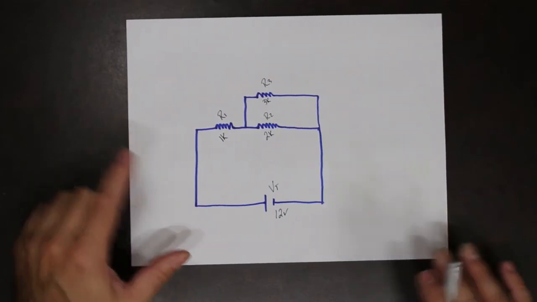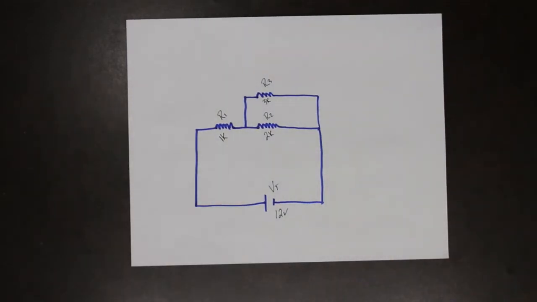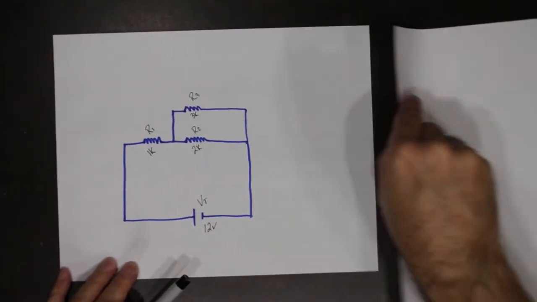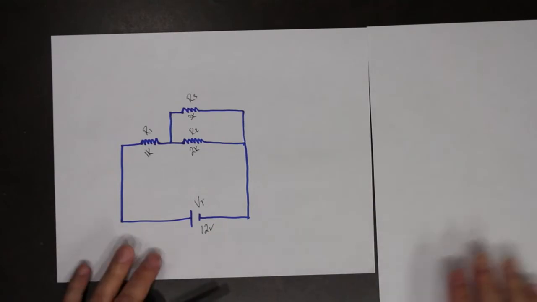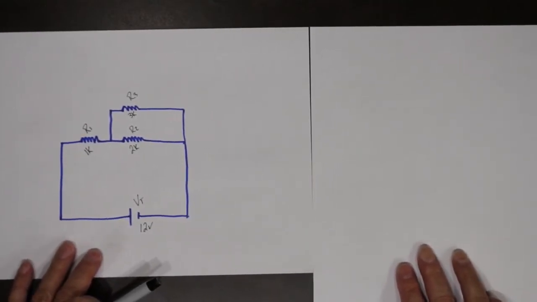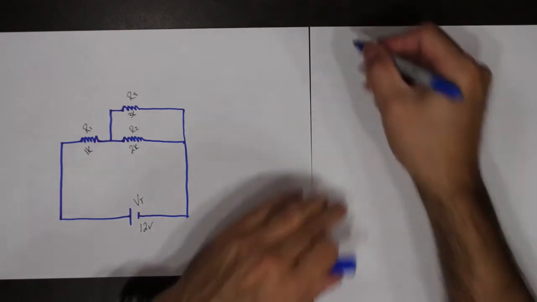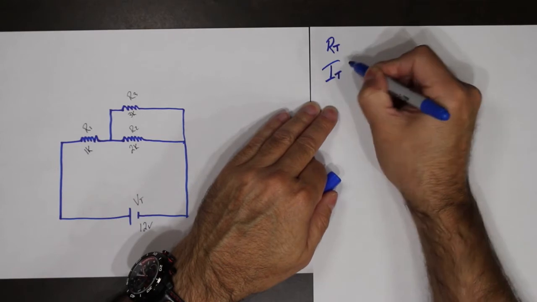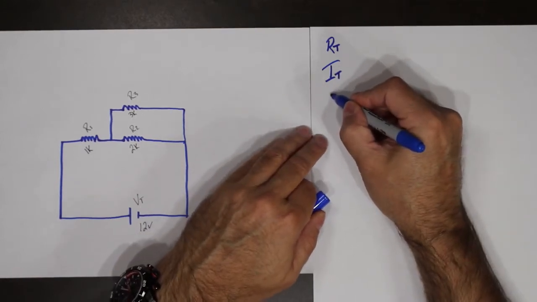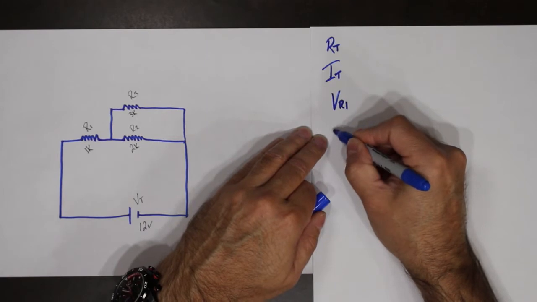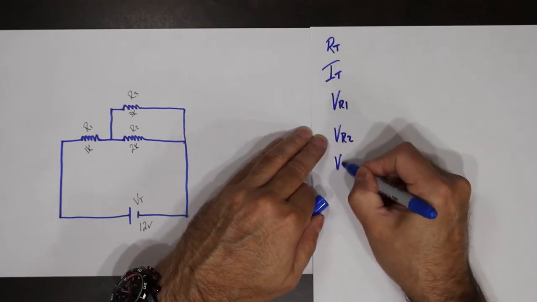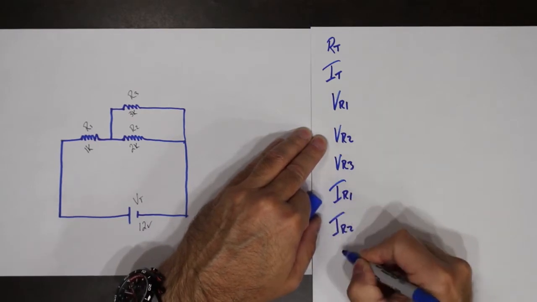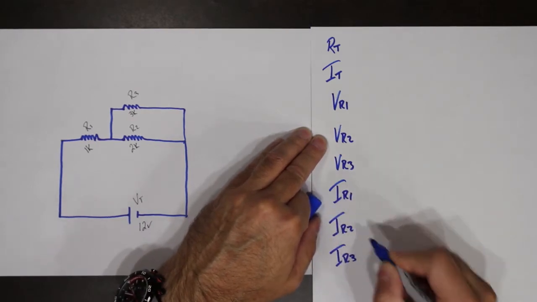So when we solve for this circuit, we're going to be looking for all of the same things that we looked at for the other circuits. So we want to find R total, I total. We want to find VR1, VR2, VR3, IR1, IR2, IR3.